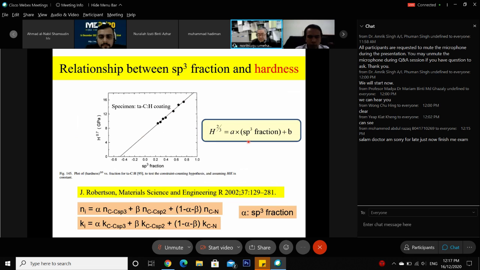This reference curve was developed by Professor Robertson. He derived a very useful equation: hardness to the two-thirds is proportional to the sp3 fraction. It means that if we know the nk value, and then the sp3 fraction, we can estimate the hardness from this.